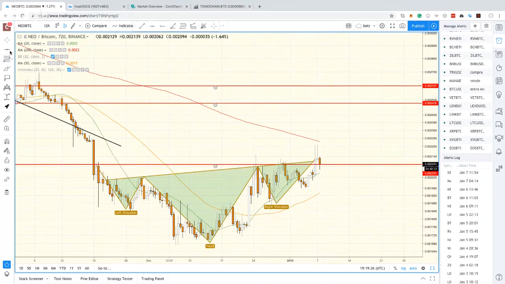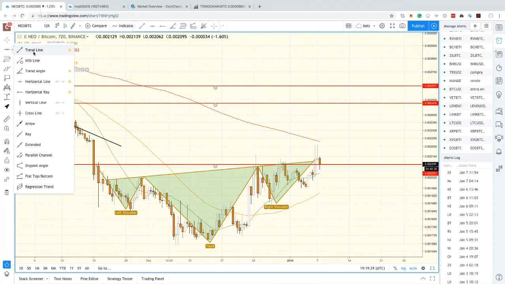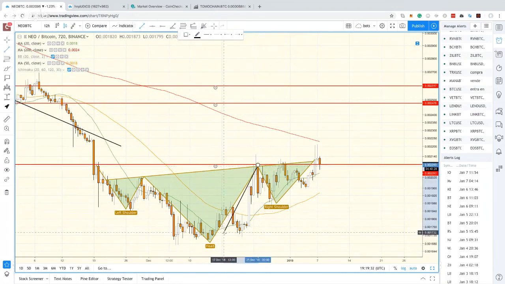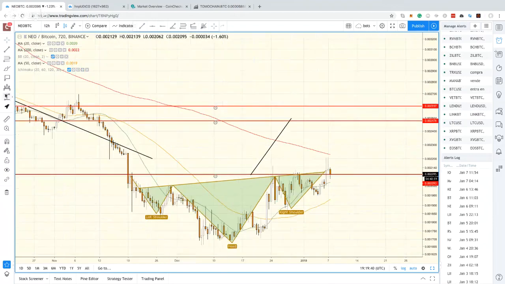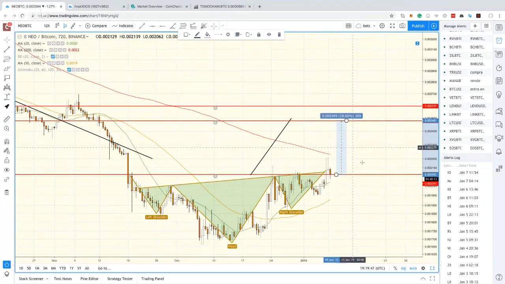And again, how do you measure the targets? You just draw a line between the right shoulder to the head, and you measure it here. And this is how I conclude this was the first target. Also, there's a lot of resistance at this level. So it's gonna be an 18% trade.